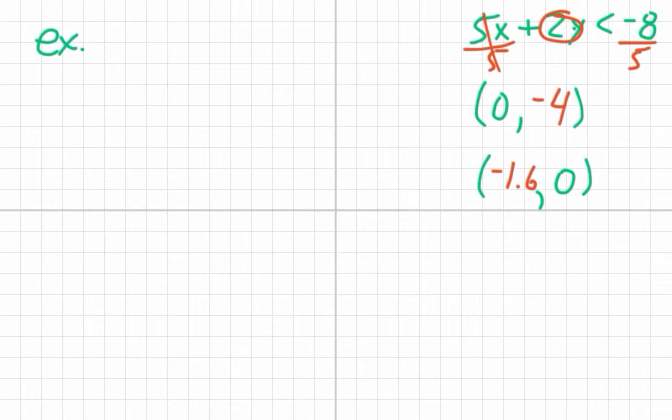And once we're there, we could graph our points. So I have over 0, down 4. And I have left 1.6, so somewhere right around in there, up 0. So I have those 2 points.